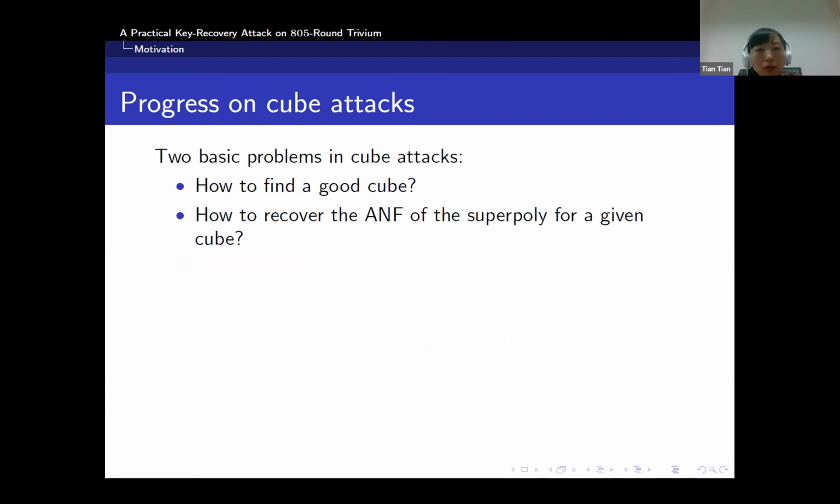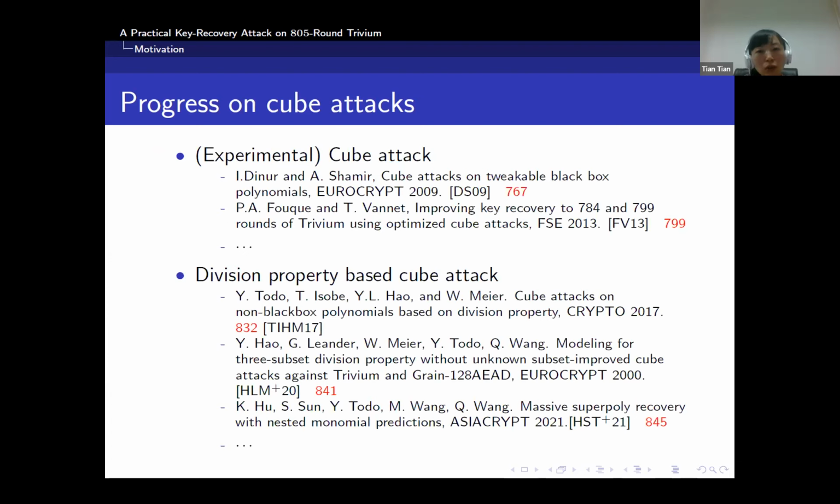Then there are 2 basic problems in cube attacks. One is how to find a good cube. Here, a good cube means the superpoly is low degree or balanced. And the second problem is how to recover the ANF of the superpoly for a given cube. There are many works on how to recover the accurate ANF of the superpoly. According to how you recover the superpoly, cube attacks generally are divided into 2 types. One is experimental cube attack, and the other is division property-based cube attack.